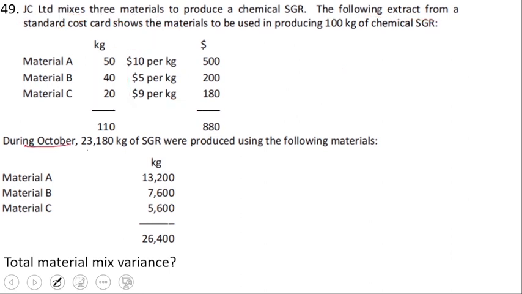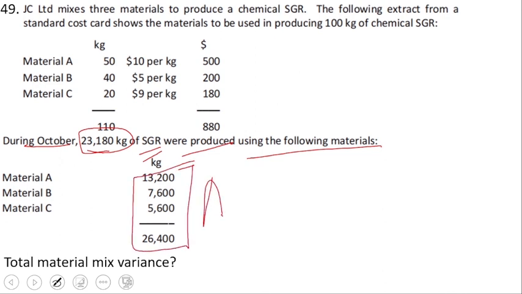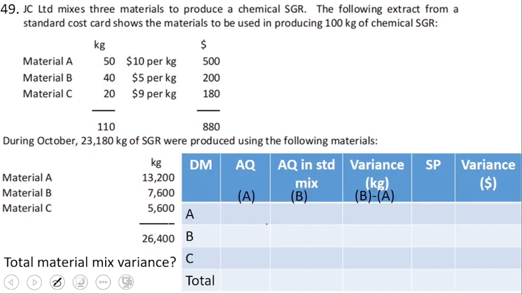During October, 23,180 kg of SGR were produced using the following materials. So this is the actual quantity of raw materials used. Find out the total material mix variance. So we will just blindly follow the format. We've got 3 materials A, B and C, and actual quantity we will copy from the question. Now we have to carry forward this total of 26,400 to the next column.